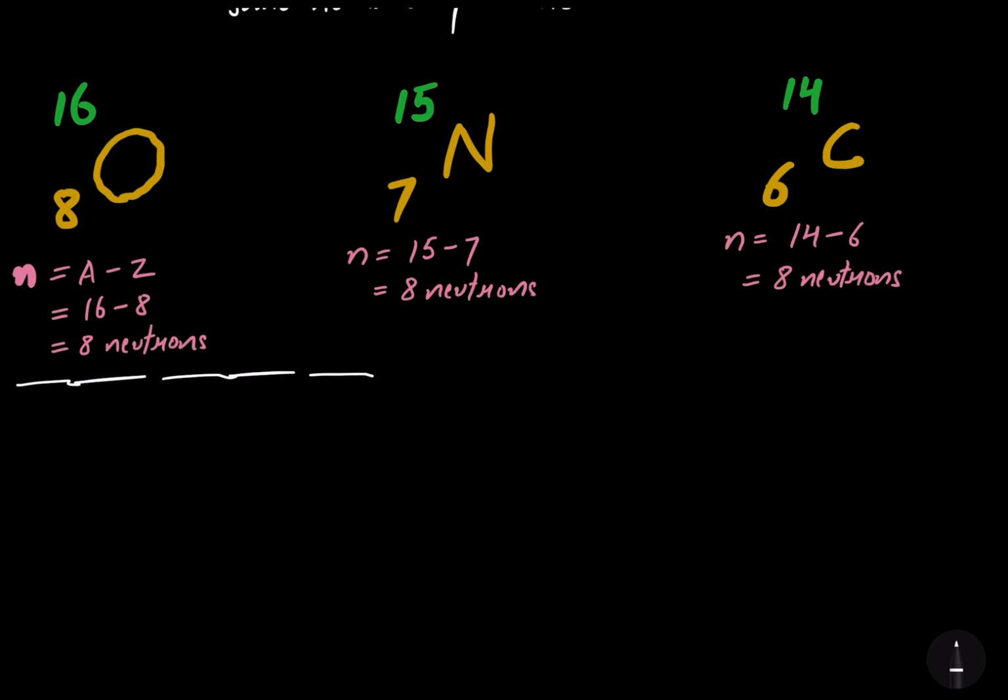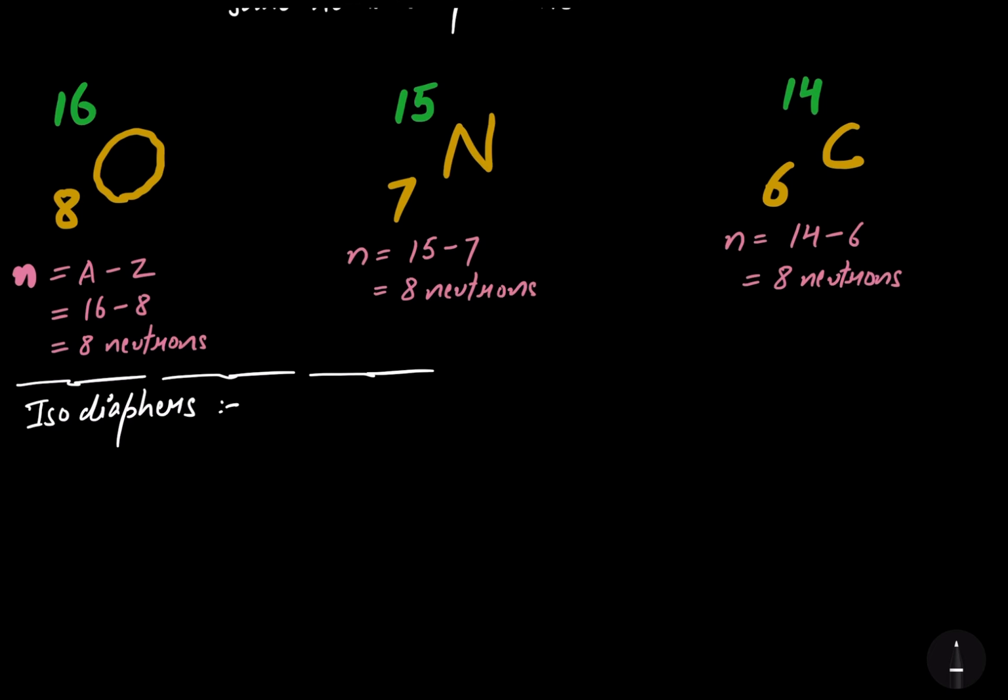Now I'm talking about isodiaphers. Isodiaphers are the set of nuclides that have different number of protons and neutrons, but there is the same difference between the number of protons and the neutrons.